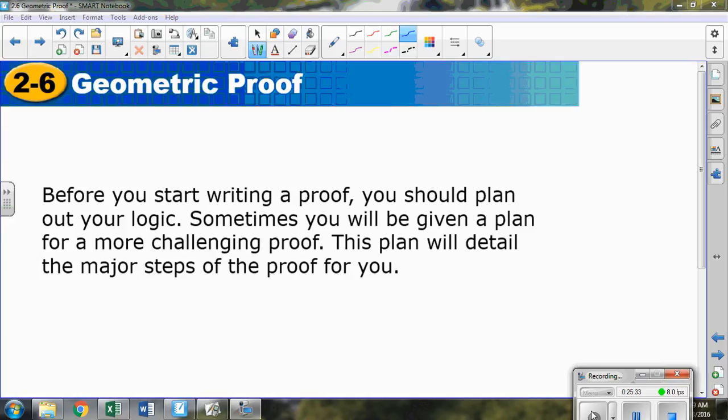Once you've got the picture, you want to start mapping out your logic, saying, I know the hypothesis, I know the conclusion, and try to fill in some of the big steps, some of the major things that you're going to need. And if you can identify the big steps, then a lot of times the small details fall into line as you're writing it.